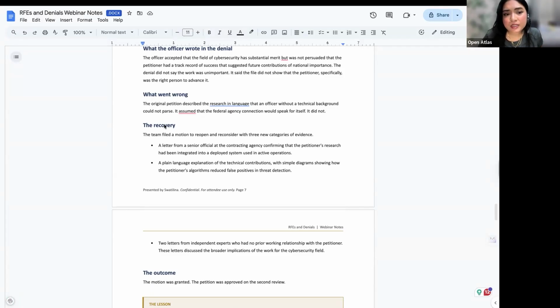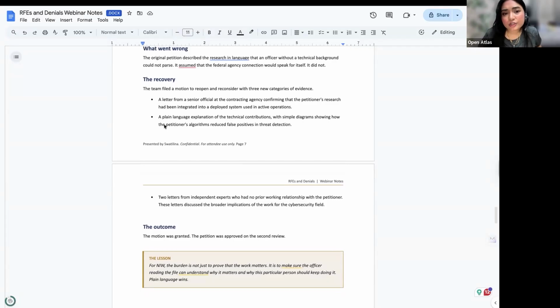The recovery: the team filed a motion to reopen and reconsider with three new categories of evidence. You can also refile it. Please speak about this with your attorney. What would be the best option throughout it?